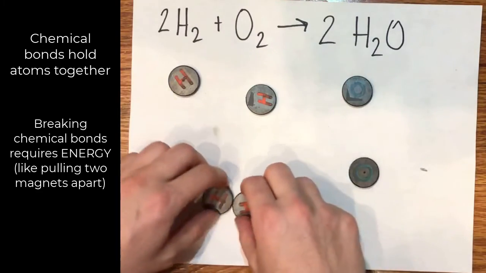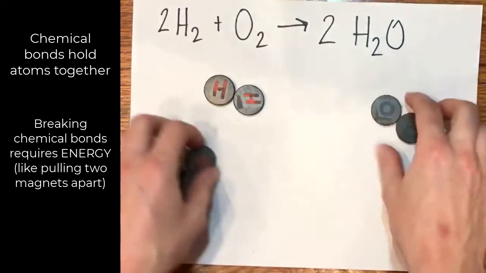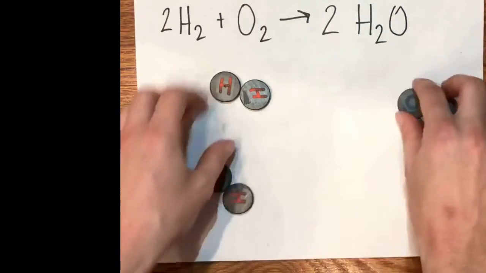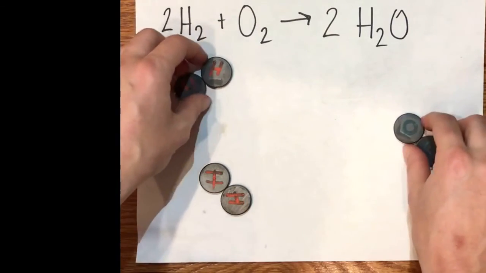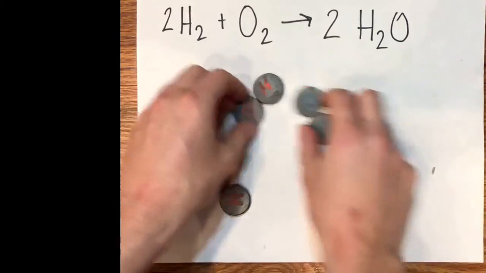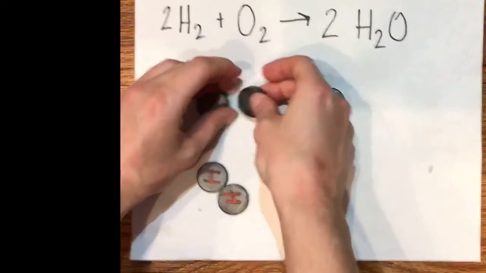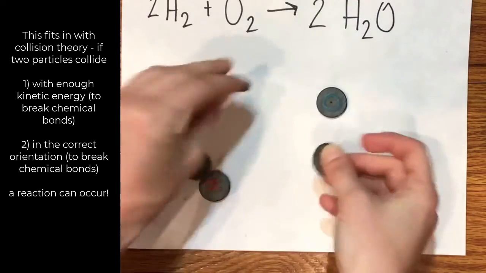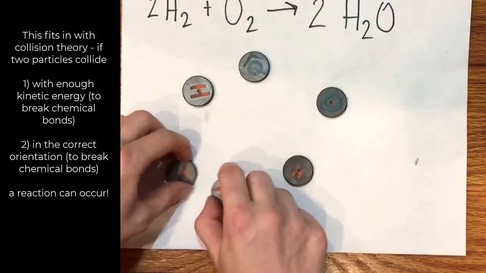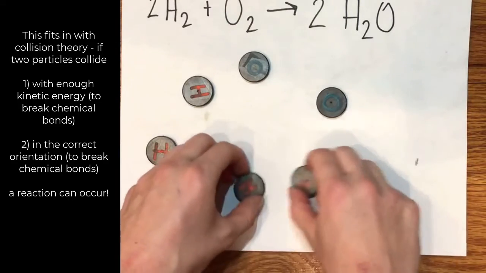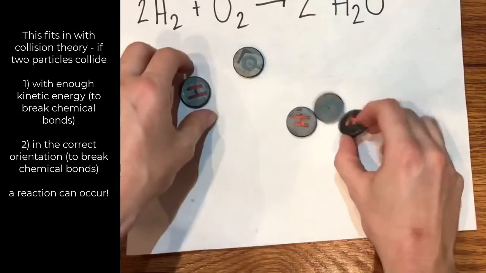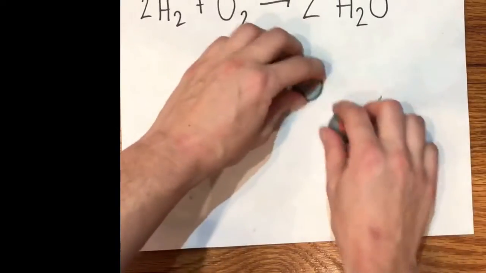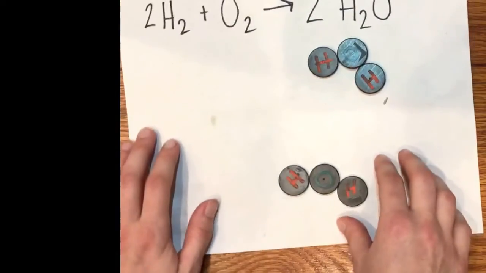And so if we think about what might cause that to happen, well, imagine that the particles are moving fast enough, they have enough kinetic energy, they're moving fast enough that when they hit each other with such force, like two cars colliding, that they're able to knock each other's atoms hard enough that they separate. And then the bonds can reform into H2O. And now we've got two H2O molecules here.